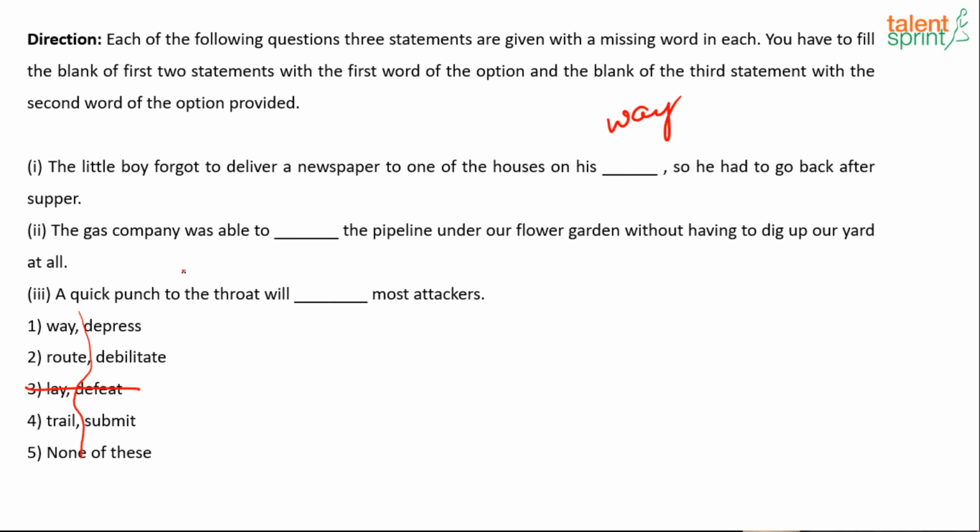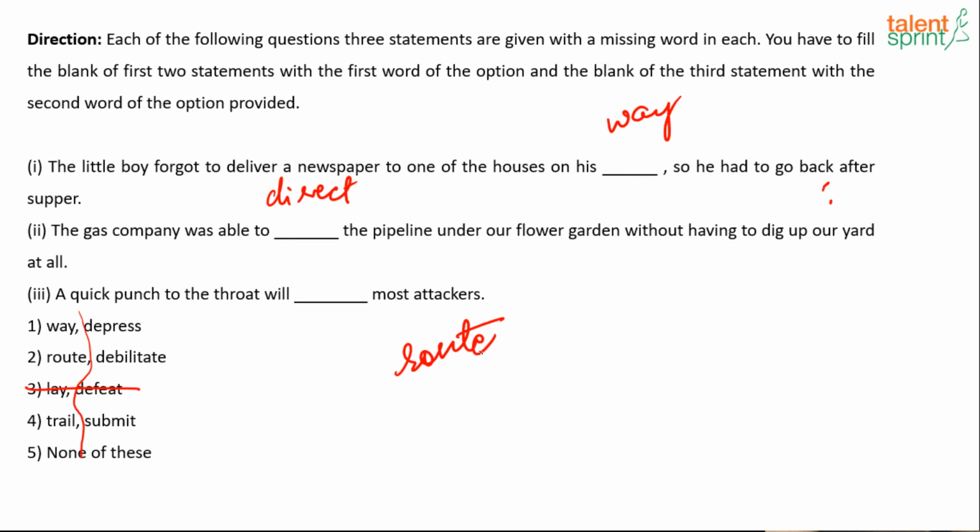Let's look at the second one. The gas company was able to dash the pipeline under our flower garden without having to dig up our yard at all. So was able to what the pipeline. So we are looking for a word which goes with direct the pipeline. Direct the pipeline under our flower garden without having to dig up our yard at all. So now if you look at this, we are looking for direct. So there's only one word which goes for way as well as direction, that is route.